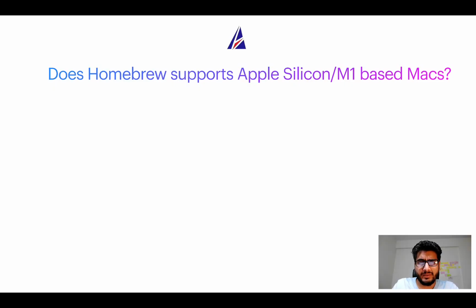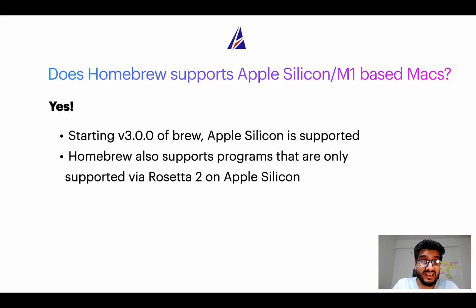Next question. Can you use Homebrew to install programs on Apple Silicon, more popularly known as M1 MacBooks? Again, yes. Starting with version 3.0 of Brew, Apple Silicon is supported. In fact, Homebrew also supports programs that are at the moment only supported via Rosetta 2 on Apple Silicon.